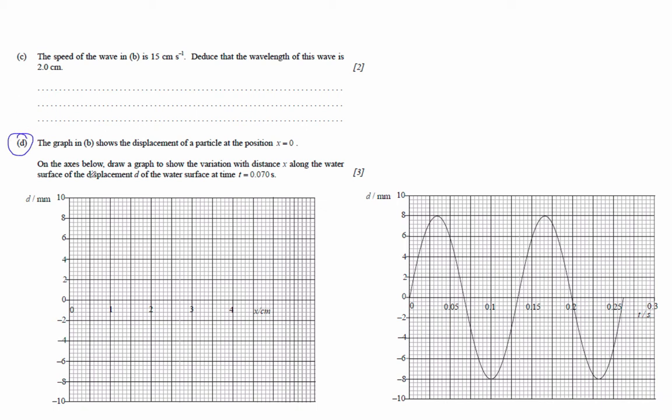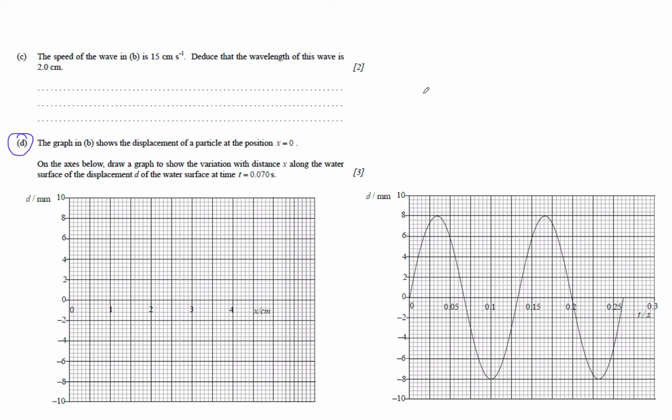Okay, so part D here, honestly, this one made smoke come out of my ears. They want us to draw, on the axis below, a graph to show the variation with distance x along the water surface of the displacement d of the water surface at time t is 0.07 seconds. So this is a graph, and we've got to read this graph and make another graph, but instead this axis is x. It's just like, oh my gosh.